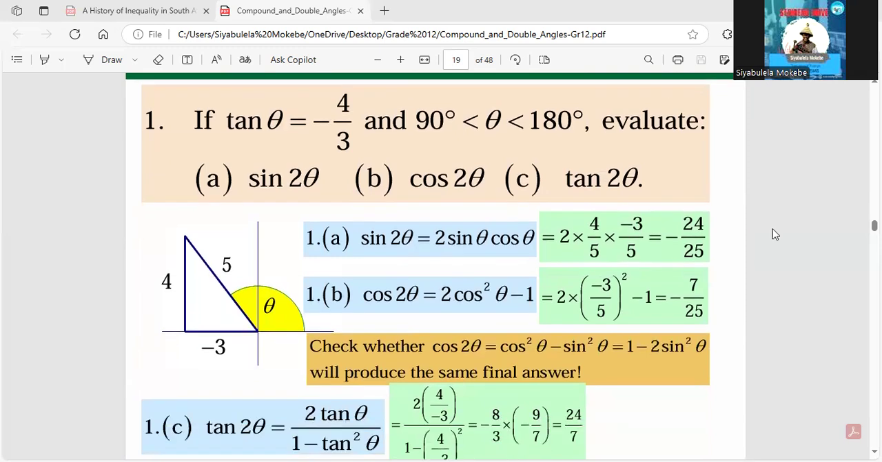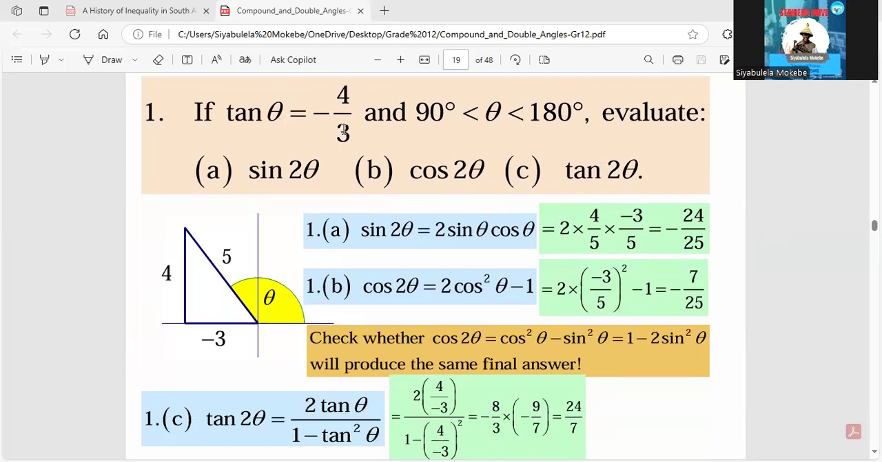If tan theta is equal to negative 4 over 3, and theta is between 90 and 180 degrees, evaluate these things. First thing first, remember that if we have tan theta equal to a fraction, the numerator is your y, then your denominator is your x. So this means that we have y over x. However, we don't know which one is negative, because it's negative 4 over 3 or 4 over negative 3.